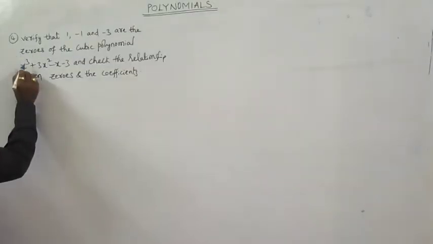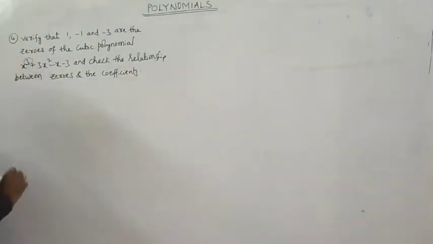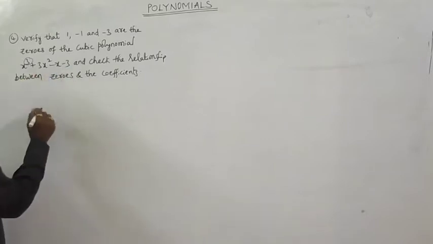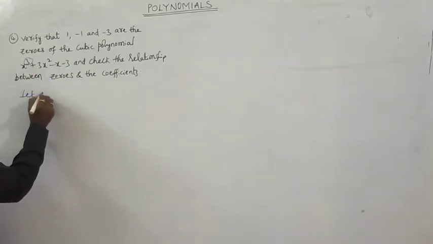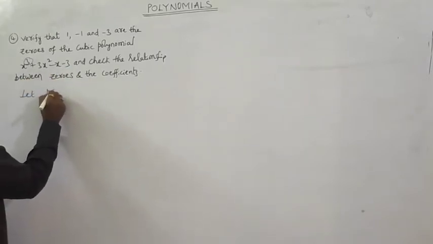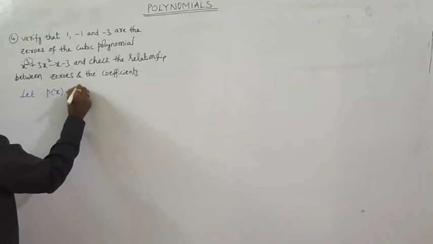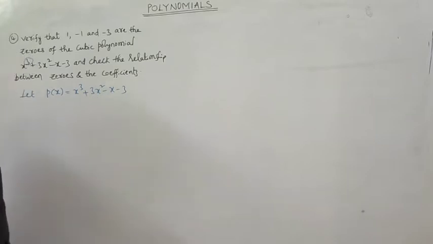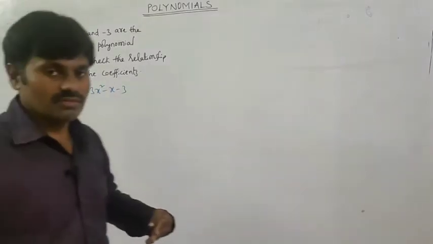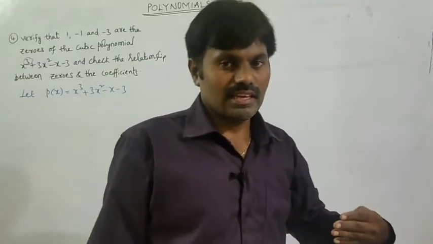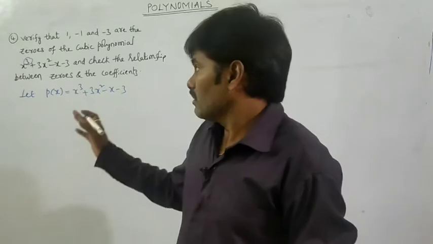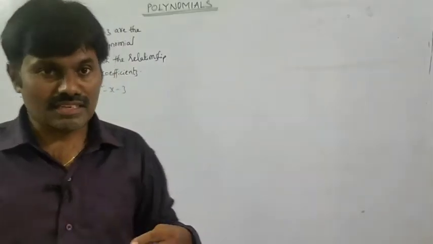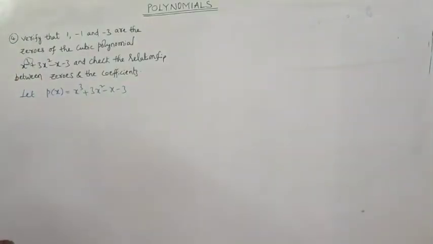So what is the degree of this polynomial? Yes, 3, a cubic polynomial. Let us assume that this polynomial is equal to p of x, that is x cube plus 3x square minus x minus 3. Now they ask us to verify whether these are zeros or not. What do we have to do? We have to replace x by 1, minus 1 and minus 3 in 3 different cases.